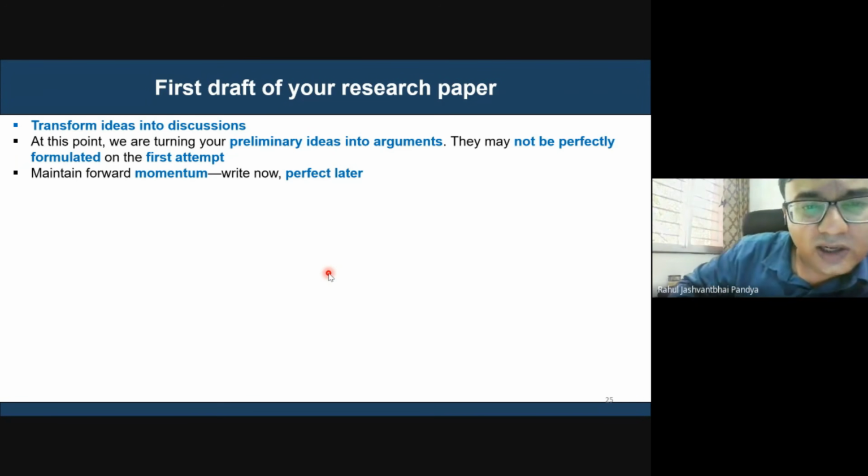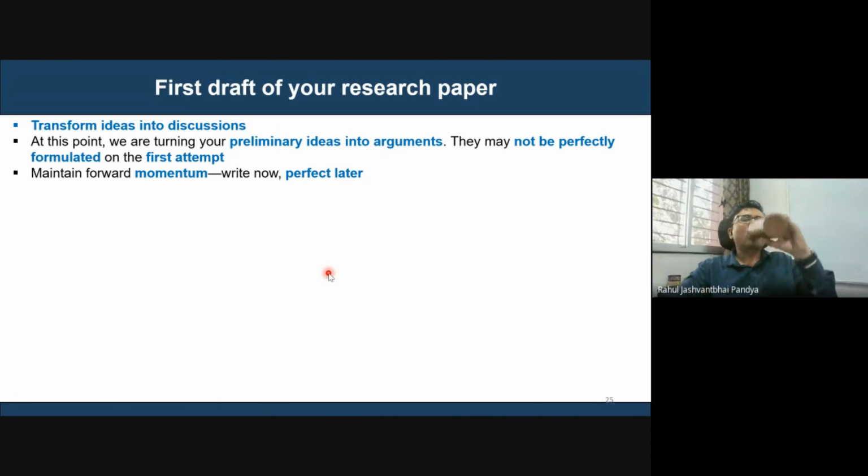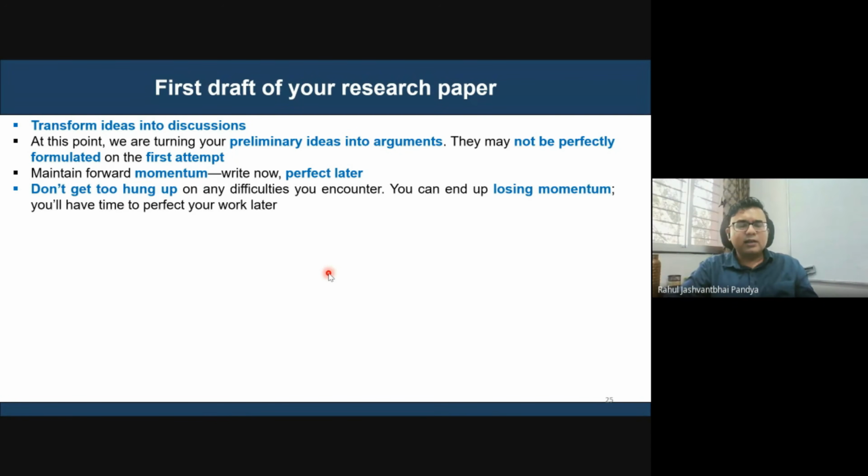But slowly, we can build the first draft, and once we have a momentum, we can write down and perfect it later, right? And when writing the first draft, we should not get hung up at a particular specific difficulty. We should not lose the momentum when we are writing the first draft. We have to be consistent and keep moving, because things can be reorganized later in the second revision also.